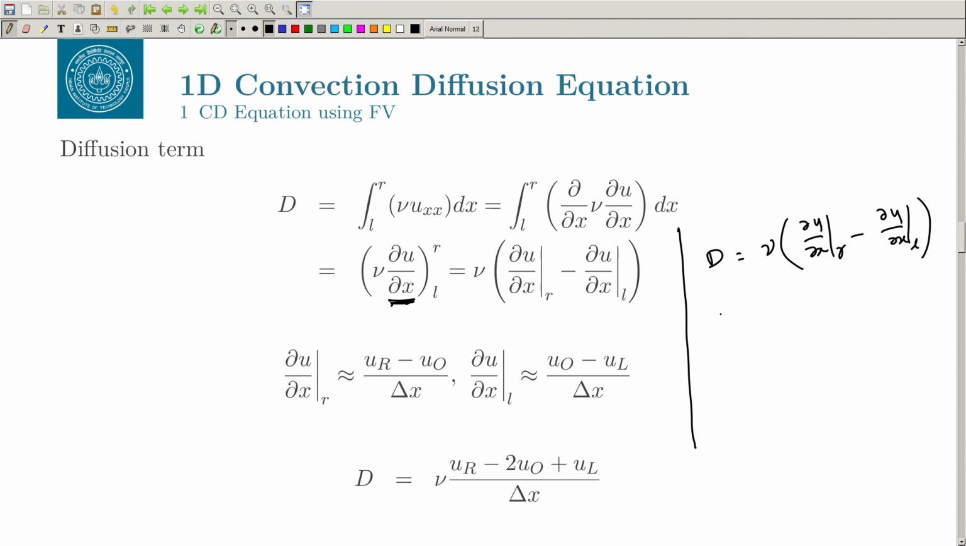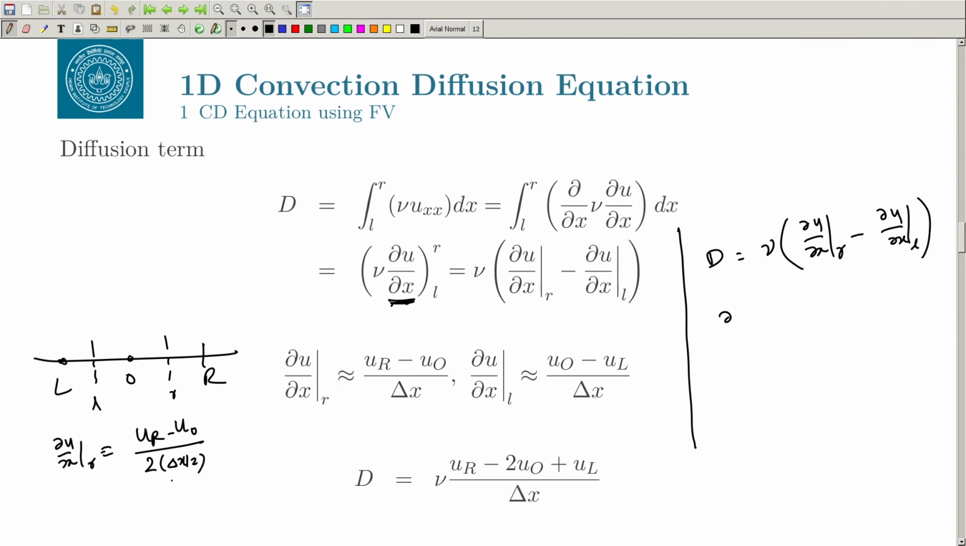Now, use a very simple central differencing approach here. The diagram is here: O, R, L, this is R, this is L. So we want to calculate del u by del x at R, right. So this will become (u_r - u_o) over 2 into delta x by 2. I am assuming uniform grid size. So this is my delta x, right. So that will become (u_r - u_o)/delta x.